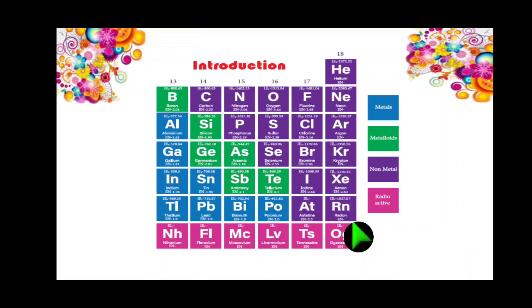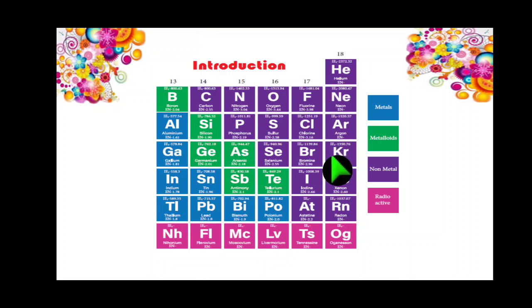These elements, in which the last electron enters the p orbital, constitute the p block elements. So when we write the electronic configuration of each element, the last electron enters the p orbital. That's why they are called p block elements.